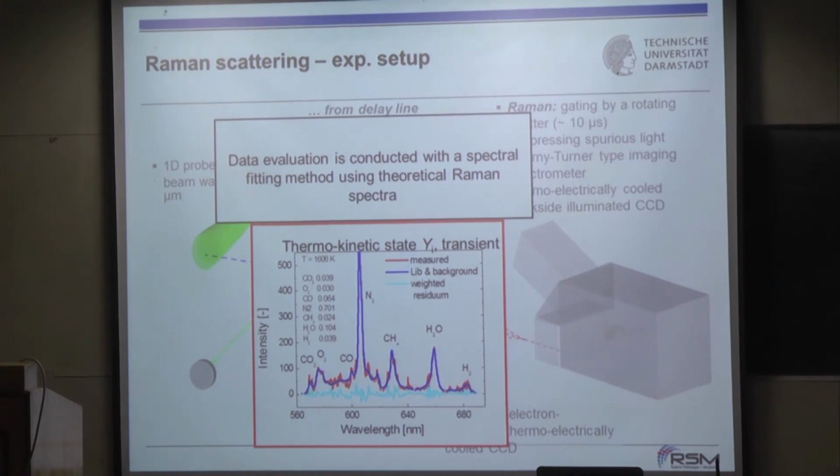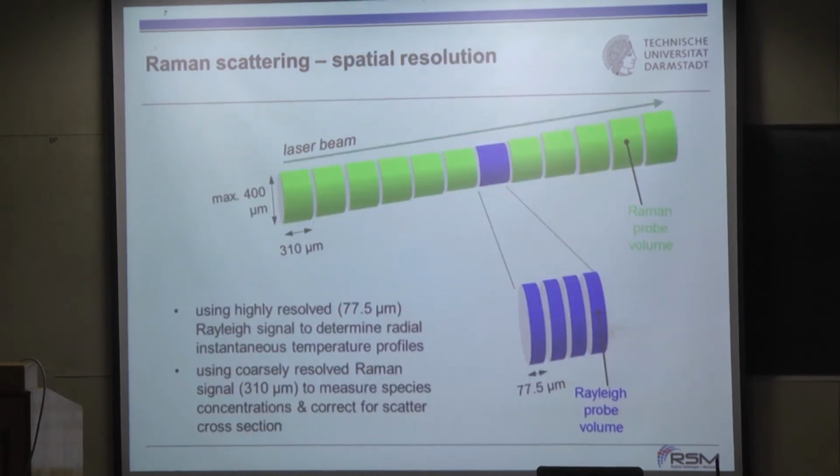And that is something, it goes too far, how to do it better. We don't do it with a spectral fit anymore to reduce the noise. We do it differently, but maybe that is too much detail. Then you can, along the probe volume, get it discretized.